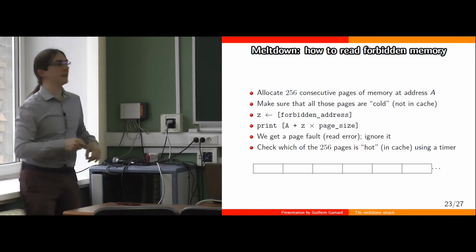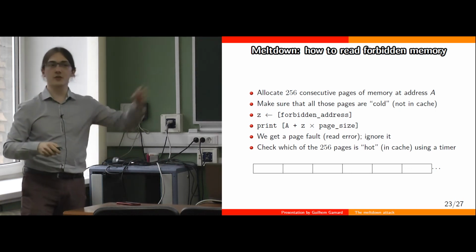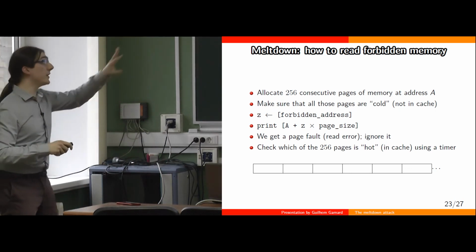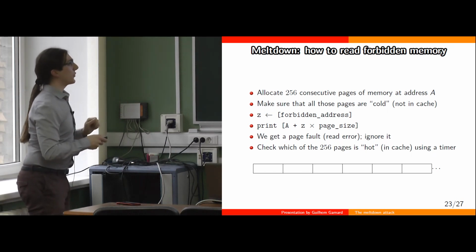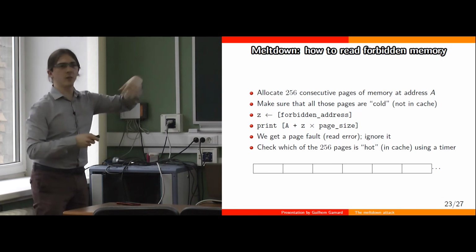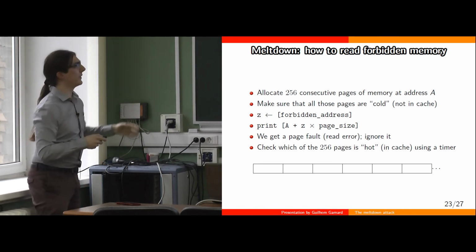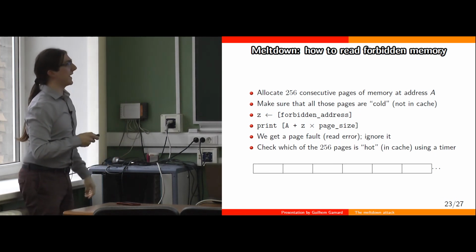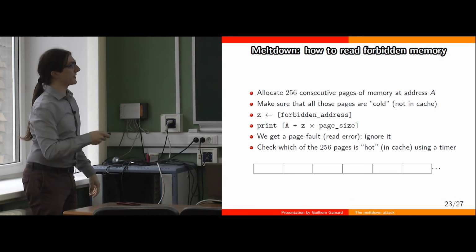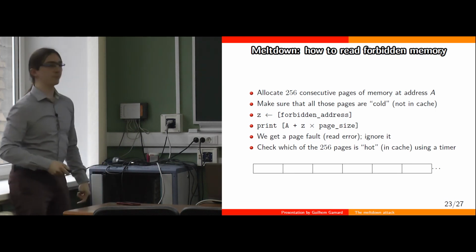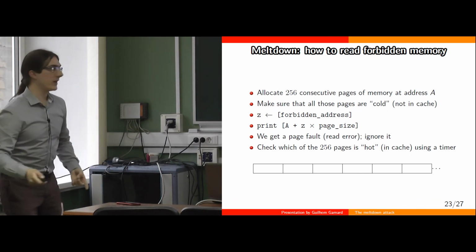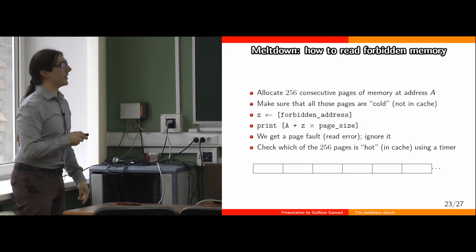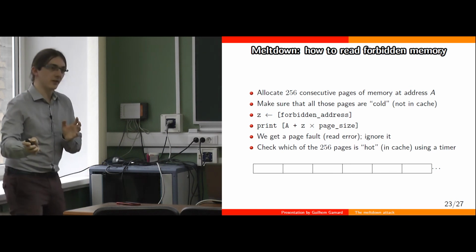You try to read some forbidden address and store the result in some register Z. This is going to fail, but you have time. Immediately after, you try to do something. I put a print here, but do whatever you like, because it's going to fail anyway. Something at address A, plus Z times page size. Because of speculative execution and executing in parallel, you have time to start to do this. This will start to be done.